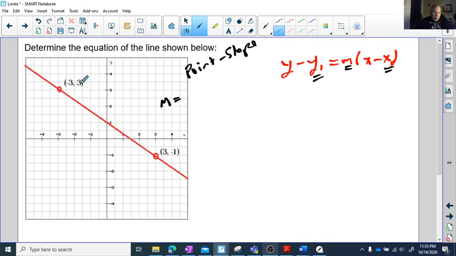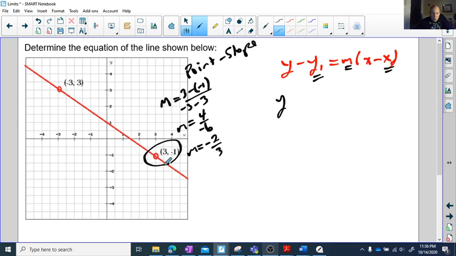Calculate the slope. I'll call this one y2, so 3 subtract negative 1. And then the x's will be negative 3 subtract 3, giving me a slope of 4 over negative 6, which is, in simplest form, negative 2/3. That is the slope of this line. Okay, so I know the slope. I've got 2 points to pick from, and away we go. So I'll use this one.